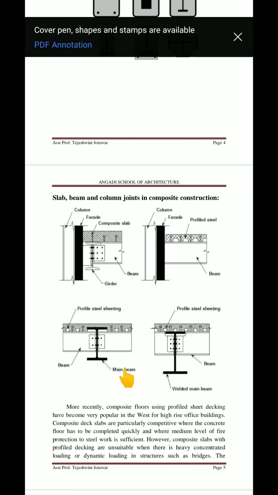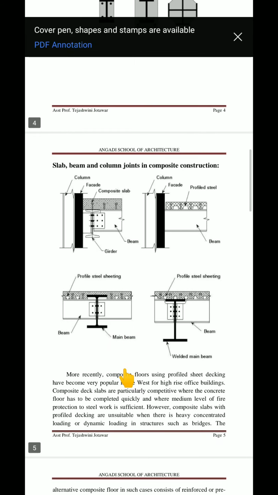This is a diagram representing a few of the other sections. You can refer to these diagrams.